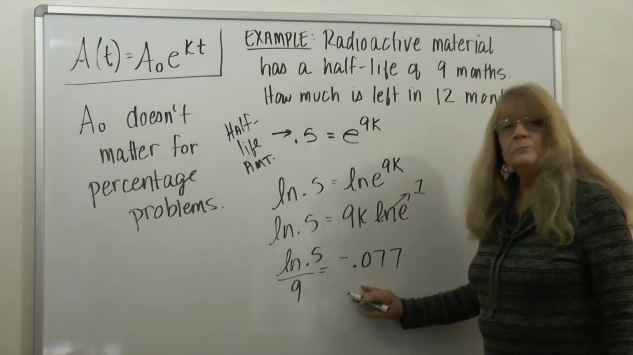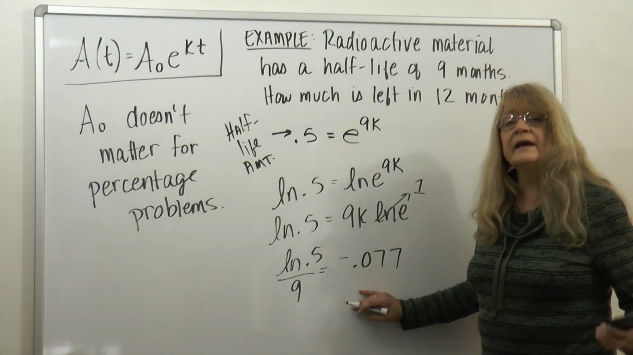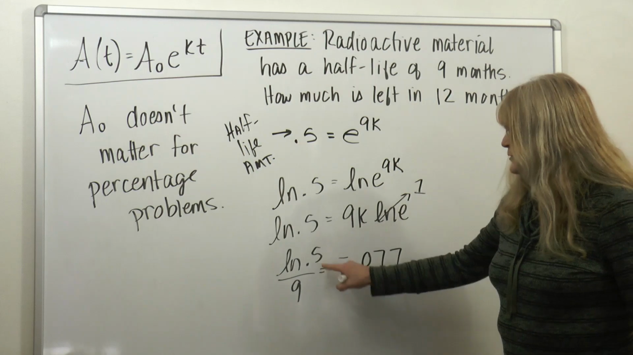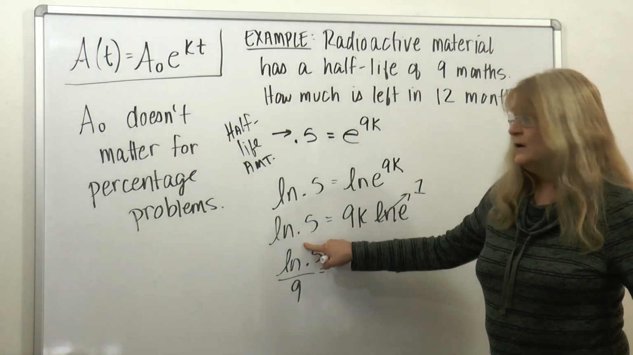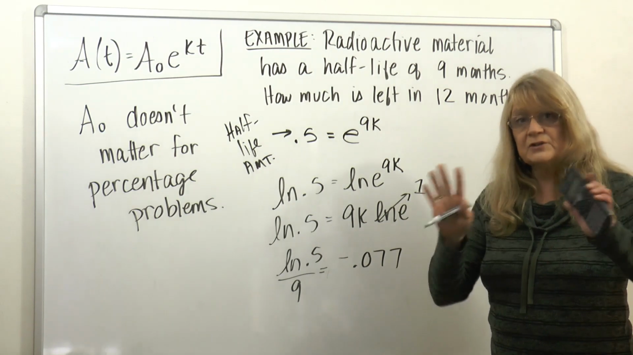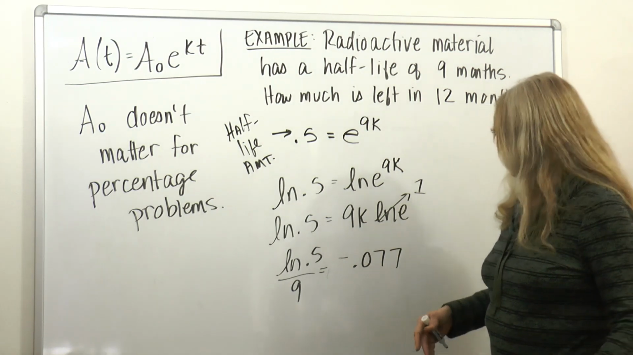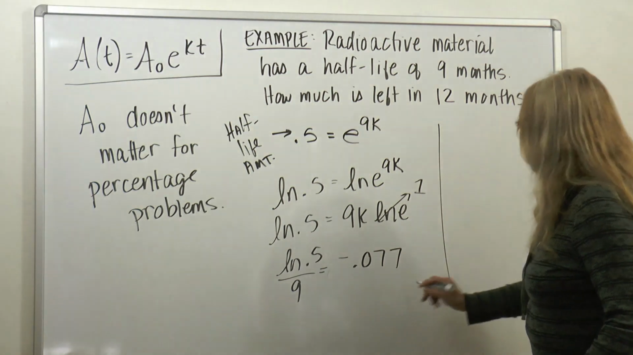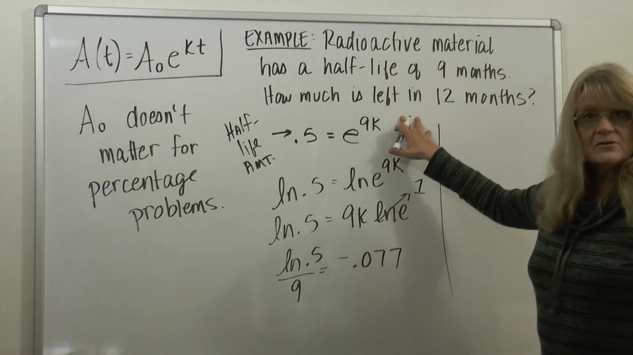Now, this should be negative because it's a decay. It's an anti-growth. When you take the natural log or any log of a value between 0 and 1, you're going to get a negative answer, so don't let that throw you. That's what you should expect. Okay, now I use this information to answer the question.